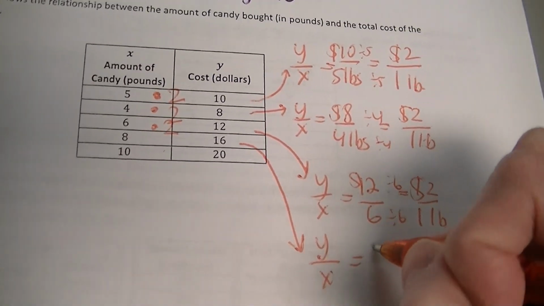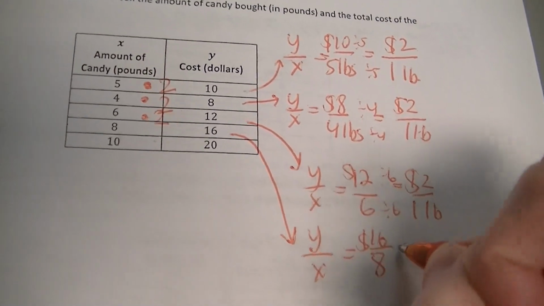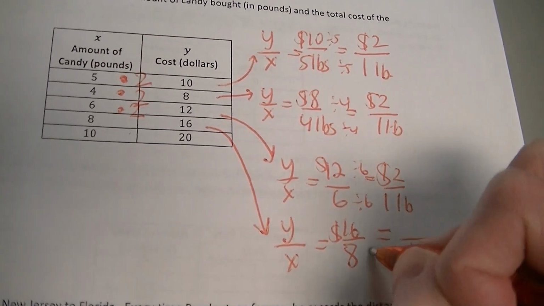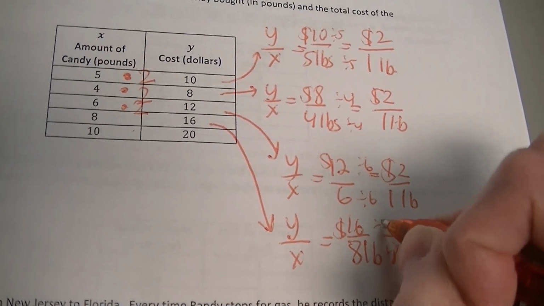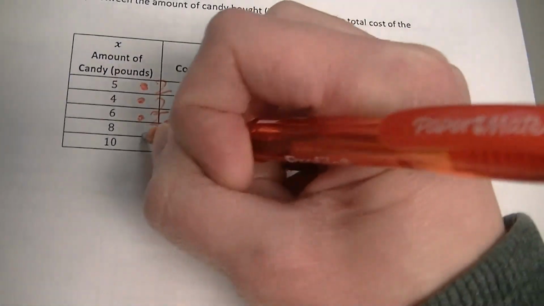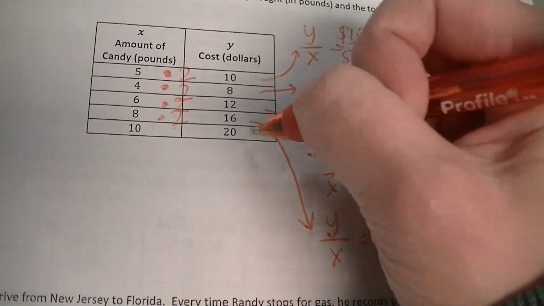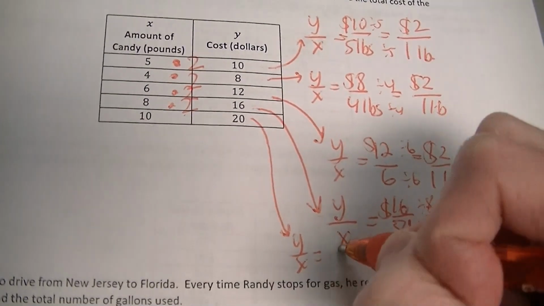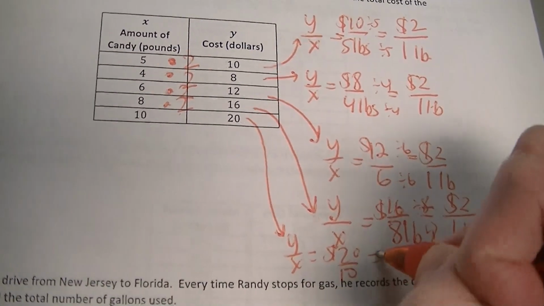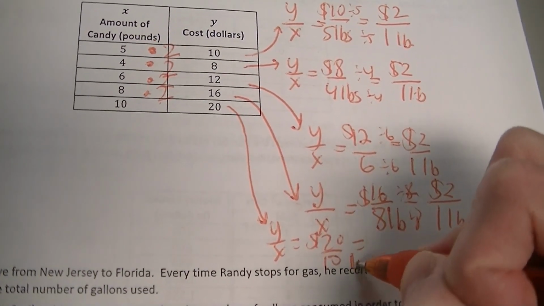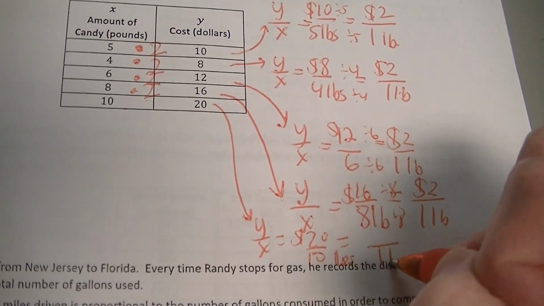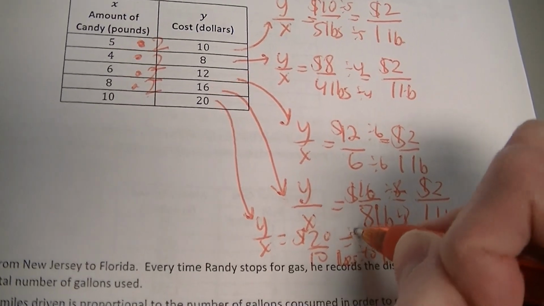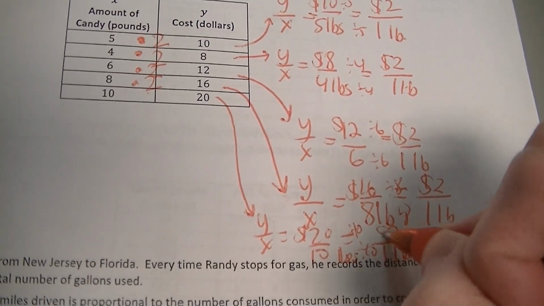Okay, y divided by x is 16 divided by 8, 16 eighths, and its unit rate, divided by 8, 16 divided by 8 is $2 a pound. So we multiplied this by 2. This last relationship down here, again it's y divided by x, $20 for 10 pounds of candy, and it's looking like that unit rate is going to be consistent, because dividing by 10, 20 divided by 10 is $2 a pound.